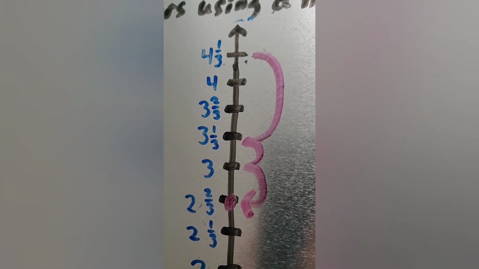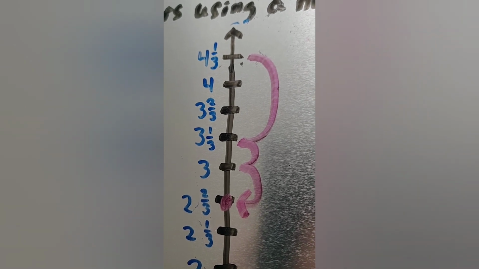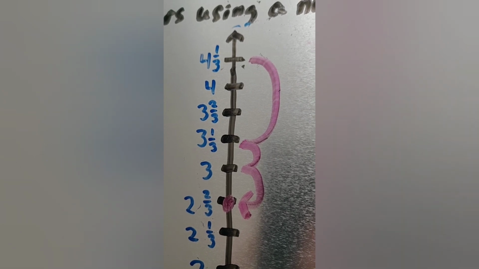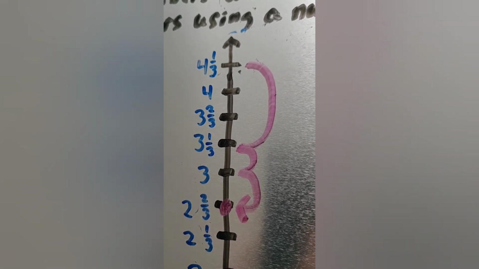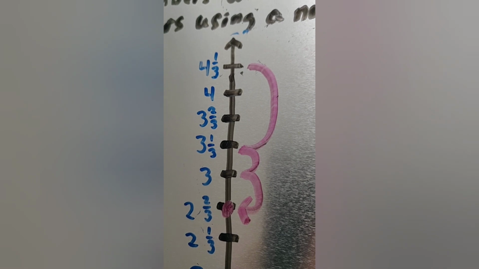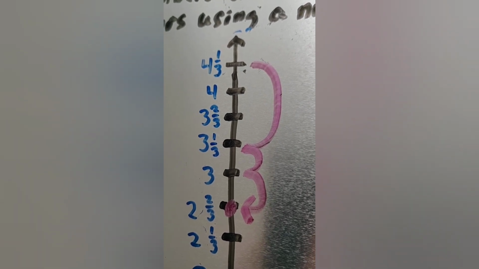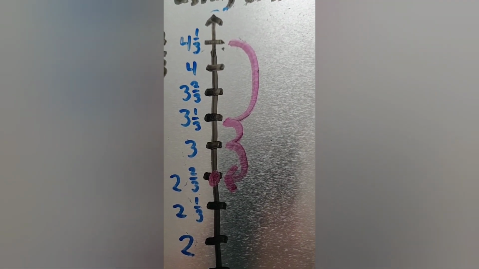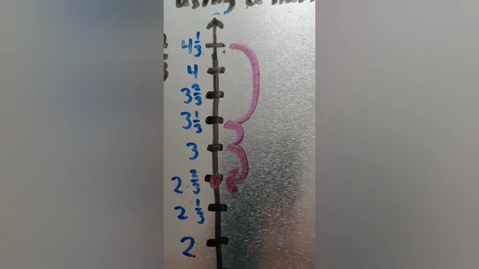And that's where we ended up, because we subtracted the whole 1 2/3. So the difference between 4 1/3 and 1 2/3 is 2 2/3. Another way of saying that is 4 1/3 minus 1 2/3 equals 2 2/3.